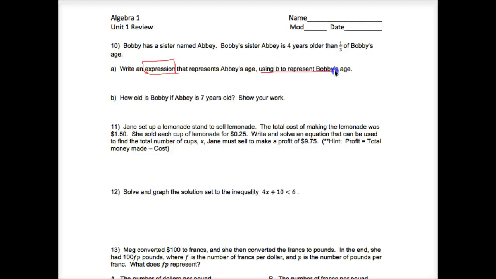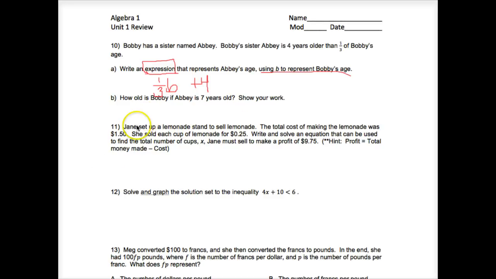No equal sign, no greater than sign, just numbers and variables. Here it tells us to use B to represent Bobby's age. So it says Abby is 4 years older, so we know we're going to be adding something to Bobby's, so add 4. Then 1/3 of Bobby's age, so it's not just B plus 4, it's 1/3 of Bobby's age, and of, remember, means to multiply here. So this is 1/3 B plus 4 should be your expression. Do not put an equal sign. No equals.